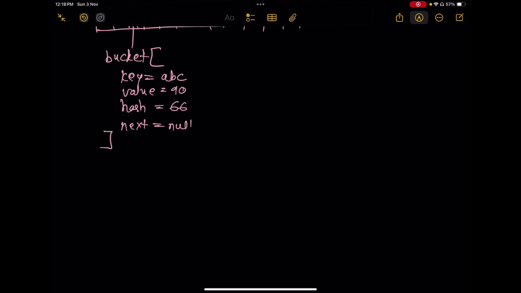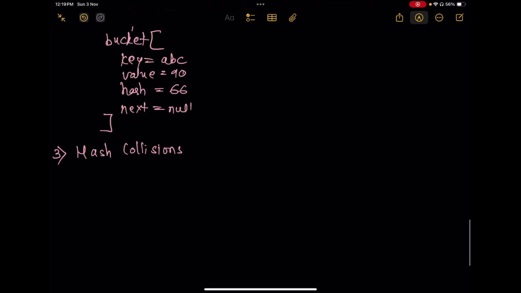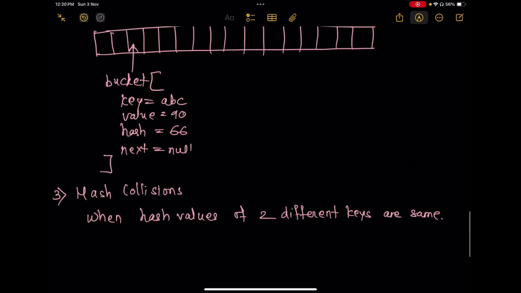There is a little problem in this, and we will see what the problem is and how it can be solved. Let's see what hash collisions are. We say hash collisions occur when the hash values of two different keys are the same. What is the problem if the hash values of two different keys are the same? It's as simple as that: the index will be the same, right? So which value deserves to be stored in that particular index?